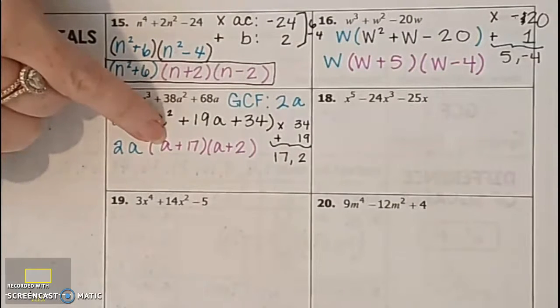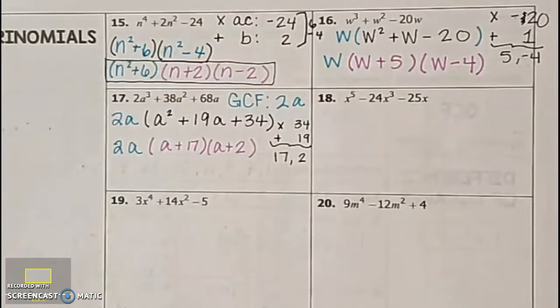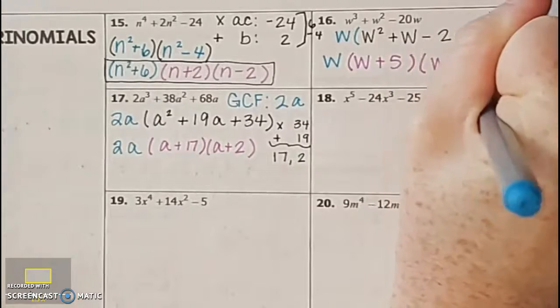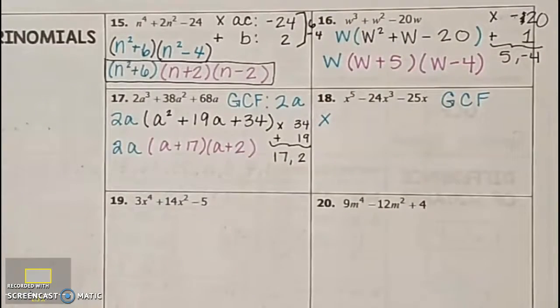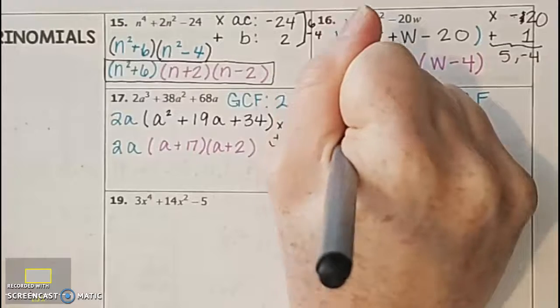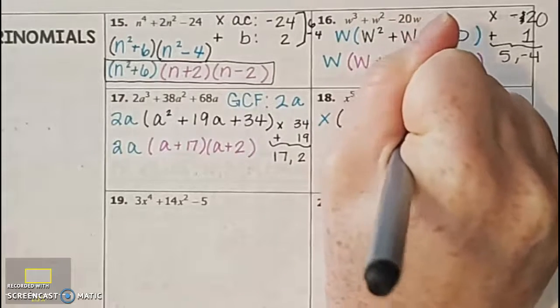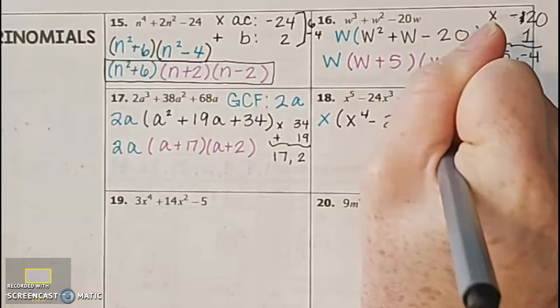Okay, so first thing we're going to look for is the GCF. What is the GCF here? If you notice, the GCF is going to be x. So let's go ahead and factor that out first. And if we factor out an x from every term, we're left with x to the 4th minus 24x squared minus 25.